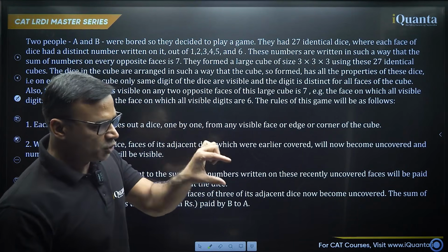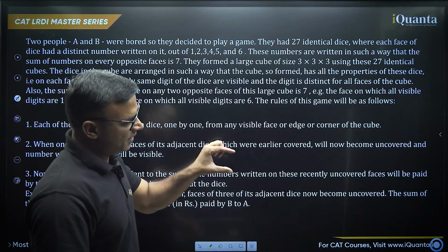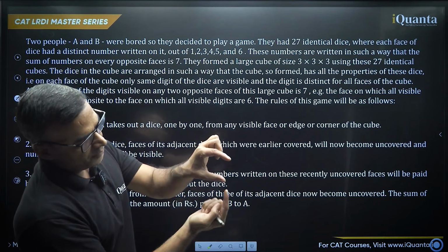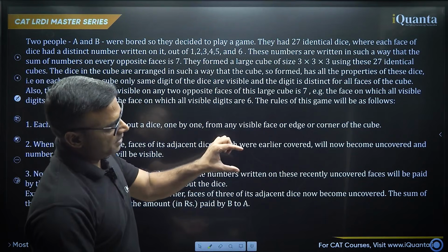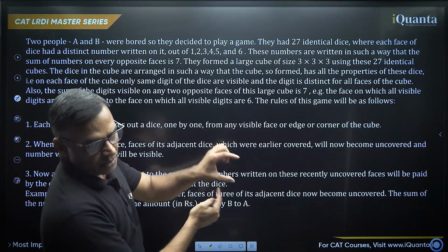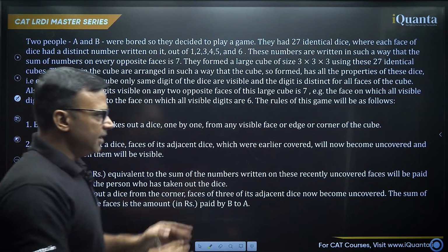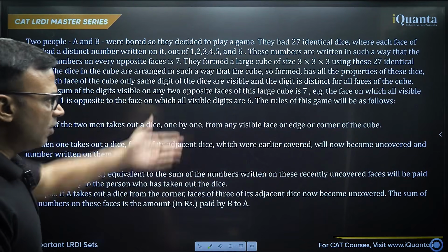So if I have 2 and 5 here, for the one behind we also have 2 and 5 here. If I have 3 at the top and 4 at the bottom, for the one behind we also have 3 at the top and 4 at the bottom, and so on. So all 27 small cubes have exactly the same orientation. Then only this is possible.